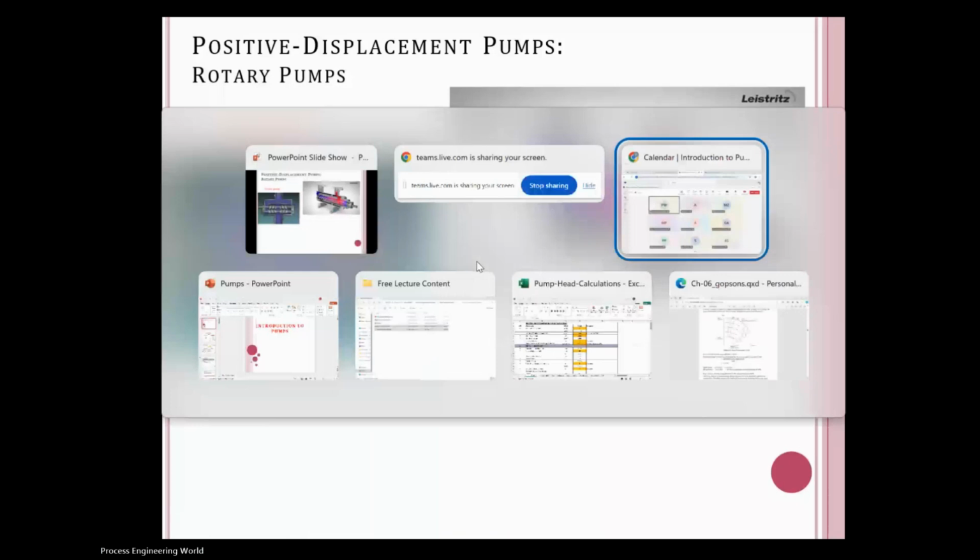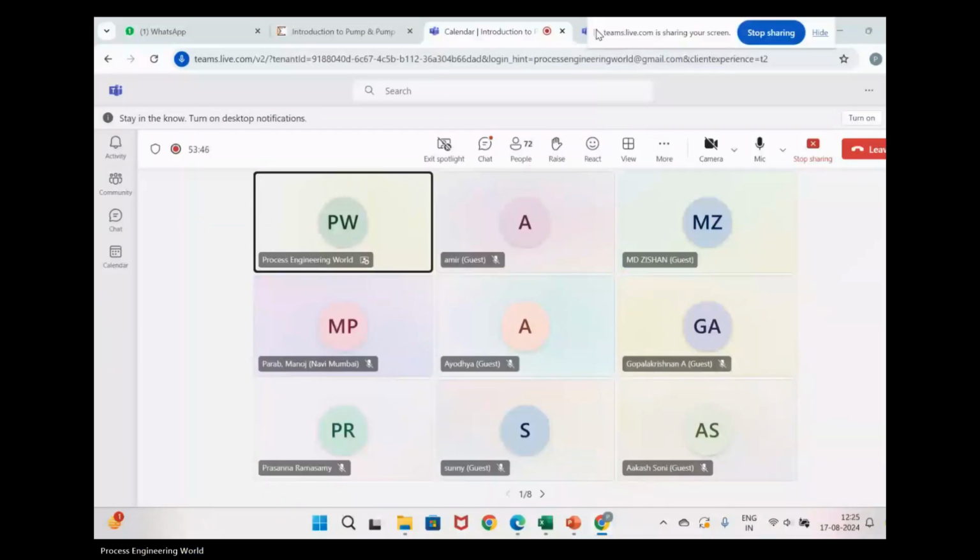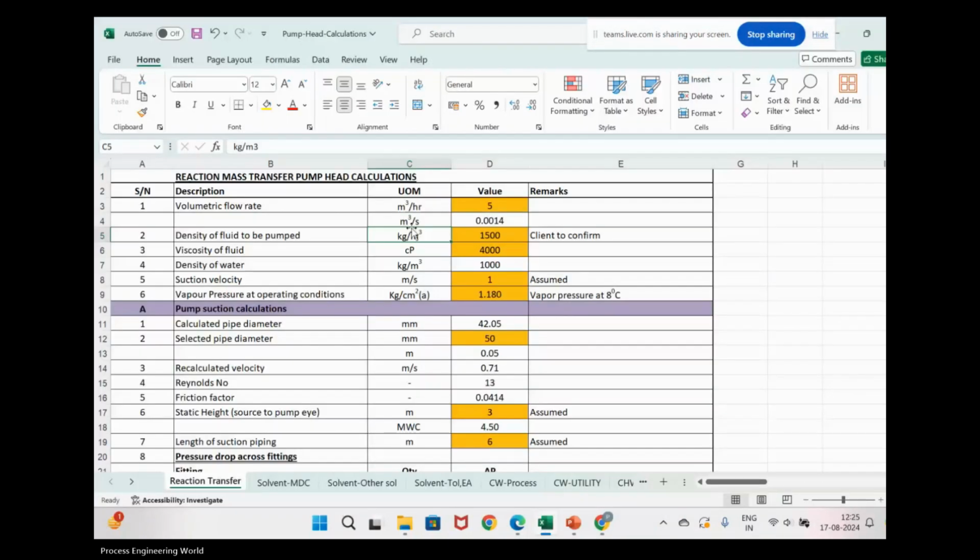Yes, yes, sir. So let's move forward to the calculation part of the centrifugal pump. I will just share the screen again. Is it visible to everyone? Yes, sir, visible.